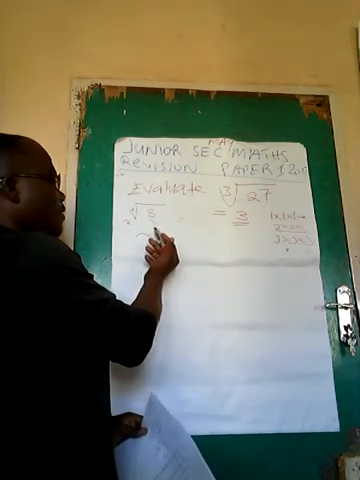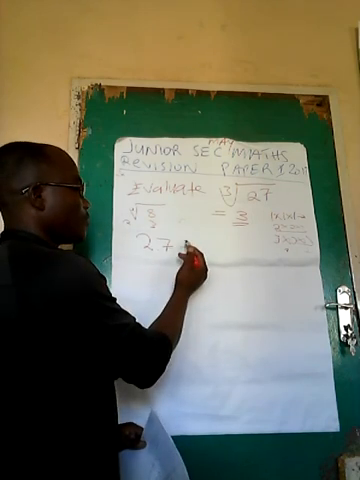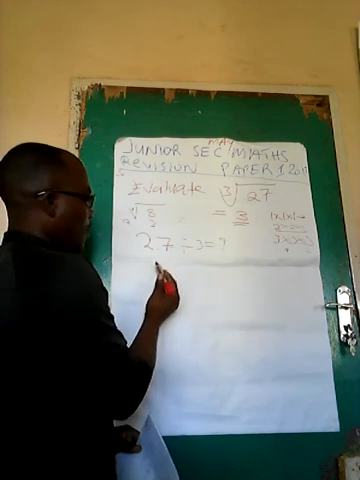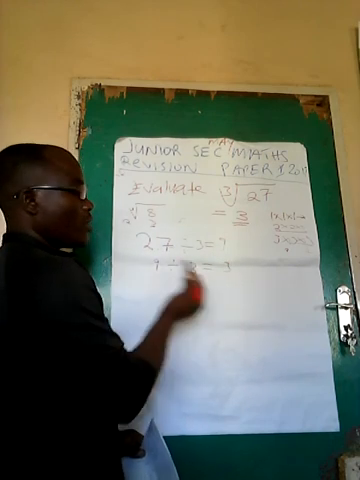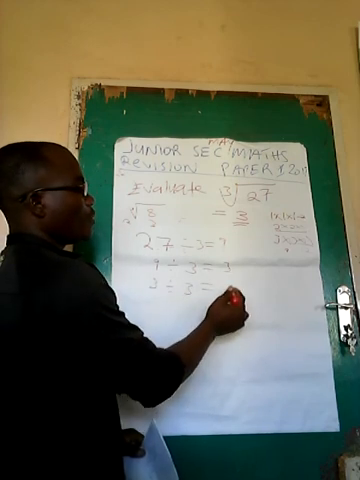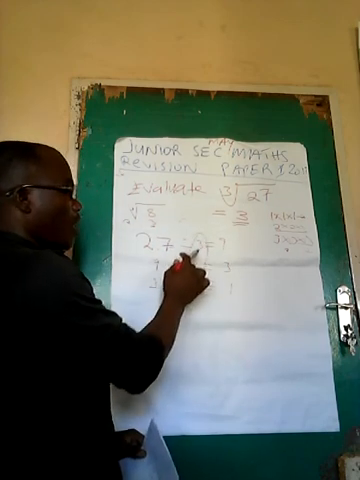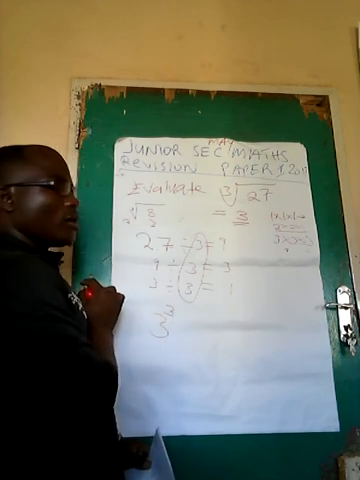What about 3? 3 is a prime number and it can go into 27. So 27 divided by 3 gives you 9. Again 9 divided by 3 gives you 3. Again 3 divided by 3 gives you 1. Then you count how many 3's you have: 1, 2, 3. So you have 3 to the power 3.